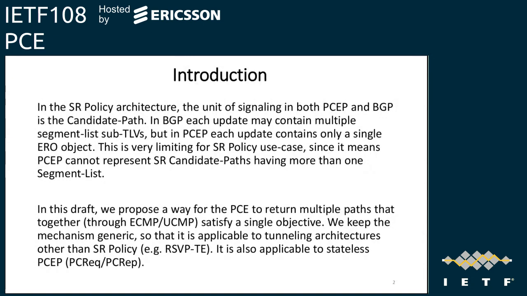So in this draft, we propose a way for the PCE to return multiple paths, or multiple EROs, within a single report or update. Even though this is meant to solve specifically the SR policy use case, we keep the mechanism generic, as a generic way to return multiple paths. It may be applicable to RSVP as well, and it is also applicable to stateless PCEP. So you can send a PC request and get a PC reply with a bunch of ECMP paths. Next slide, please.